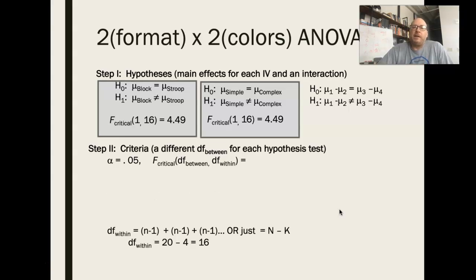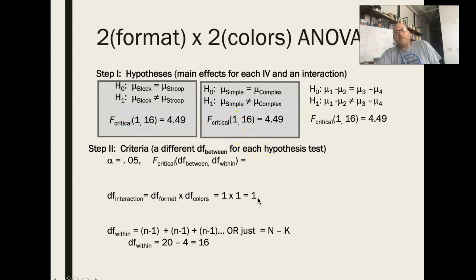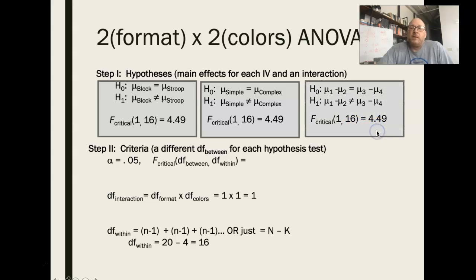All right, finally, the degrees of freedom between for the interaction is the product of degrees of freedom for format and degrees of freedom for colors. They each had 1 degree of freedom, 1 and 1. So the interaction also has 1 degree of freedom. Same within groups, and therefore it's going to have the same critical value. All right, so that's how we find those.